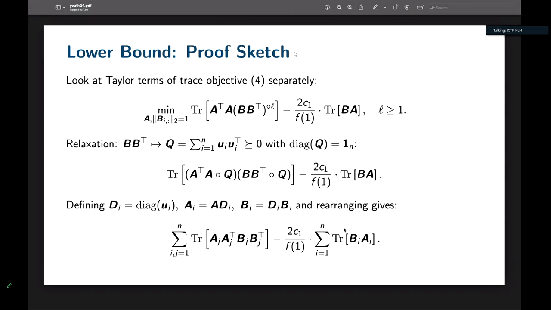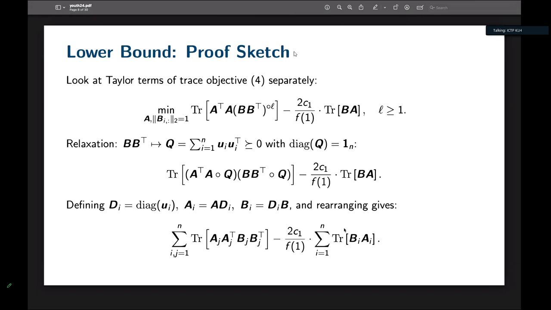Now the idea here is that BB transpose is a PSD matrix with unit diagonal. And we can basically relax the objective by saying that it's some PSD matrix Q now, because we can always rewrite this trace as the trace of the product, and we get BB transpose to some power here. In particular, it's important that we can do this type of SVD for which the diagonal will be unit. This will be important because we will basically plug an identity somewhere here, and then we will rearrange terms. So let's just do that.